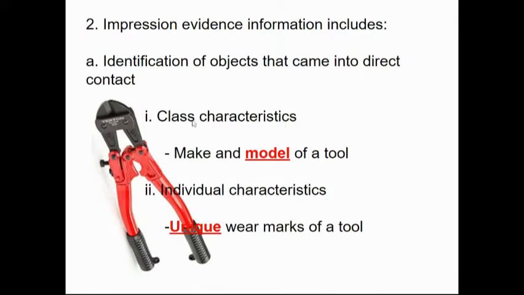So impression evidence includes a lot of different things. Class characteristics, again, big groupings, can include the model of a tool or the make of a tool. We could also see certain individual characteristics like unique wear marks of the tool.